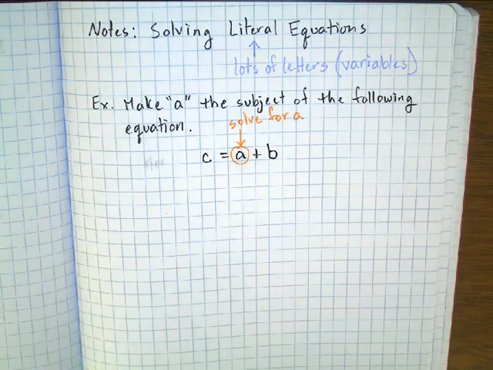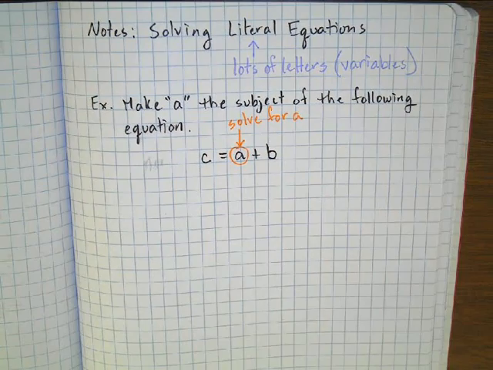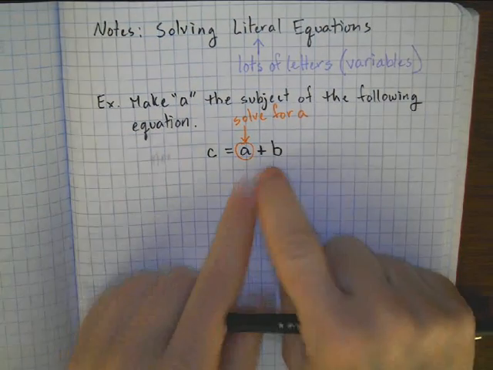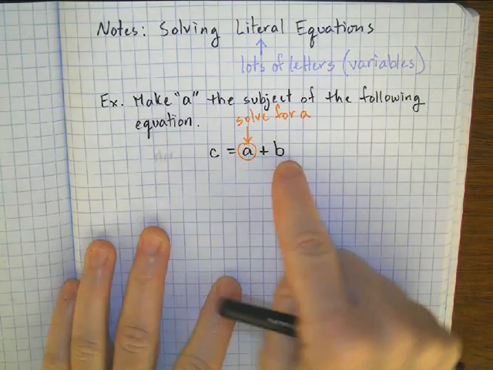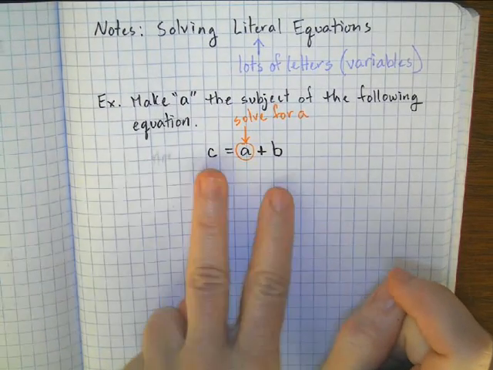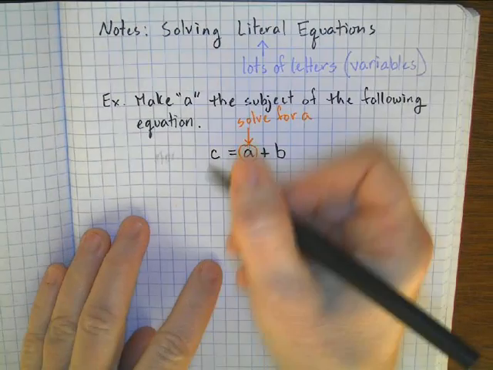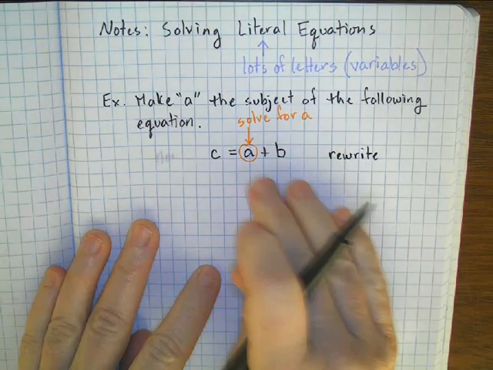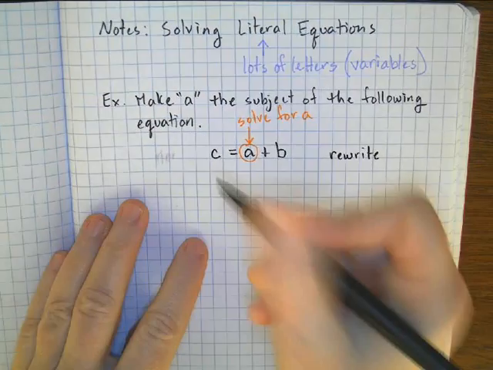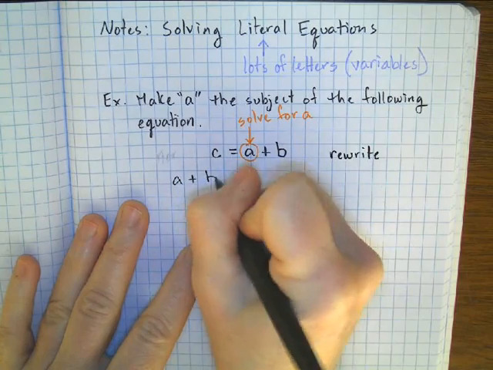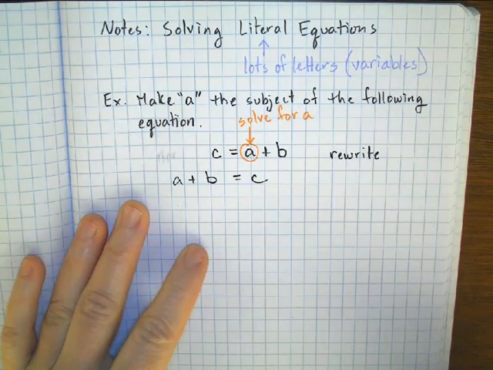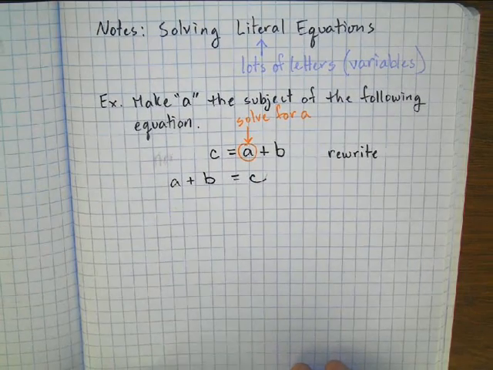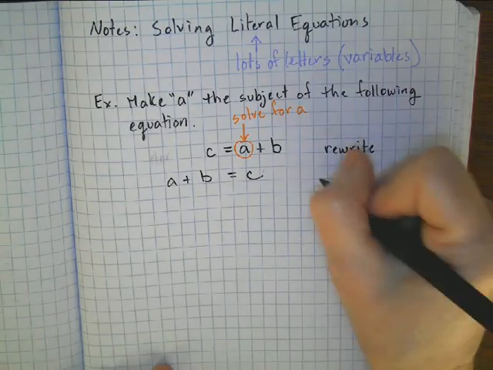I need to get A by itself, and we can do this using deconstruction. First, I don't like it when the letter I'm solving for is on the right-hand side. So I'm going to rewrite the whole thing to get my letter onto the left-hand side, as A plus B equals C. I can just pick up the sides and switch them. Now I'm going to deconstruct.